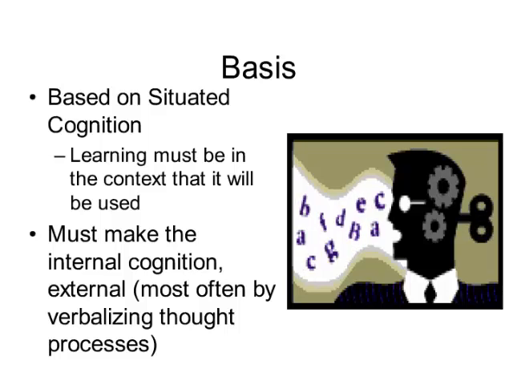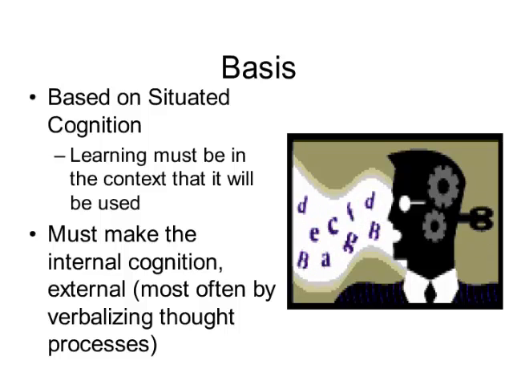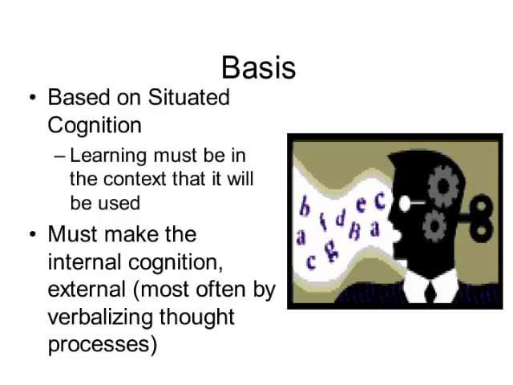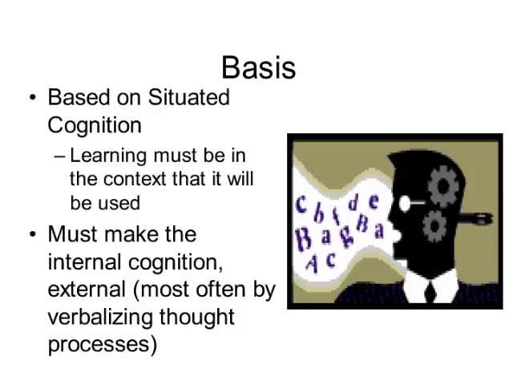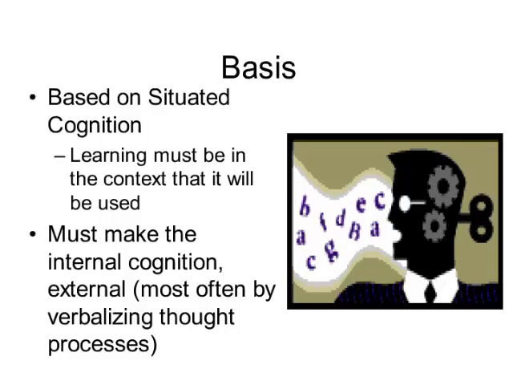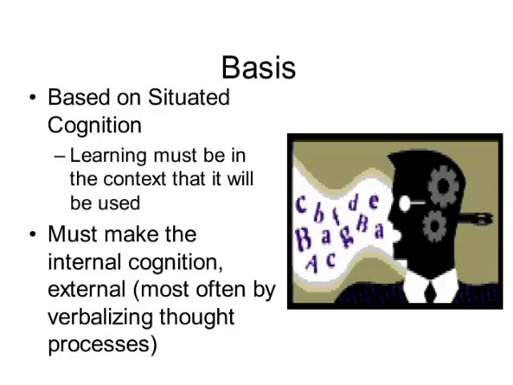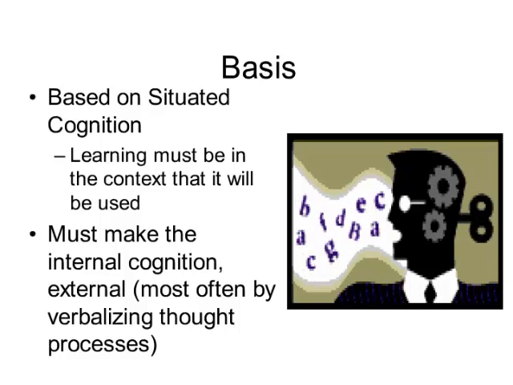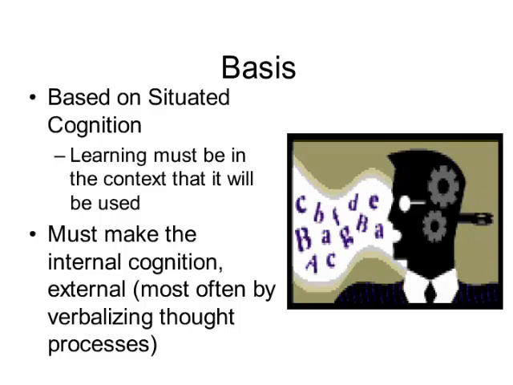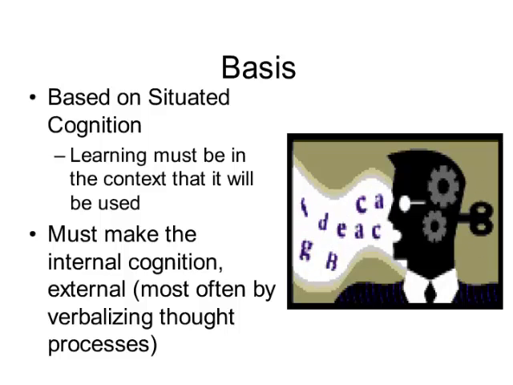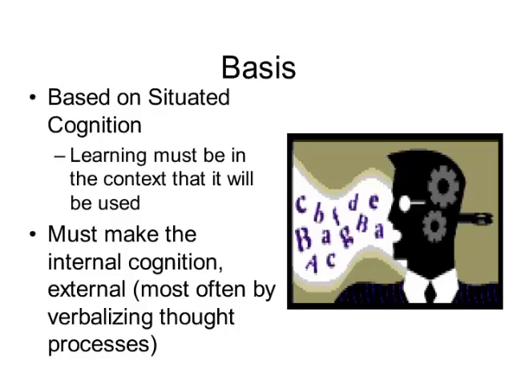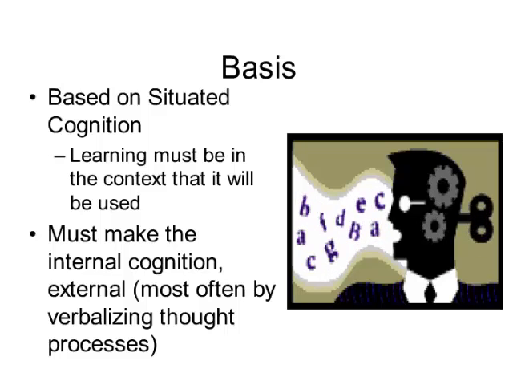The basis of this theory is something called situated cognition. Learning must be in the context that it will be used, is the principal idea of situated cognition. And almost every element of the cognitive apprenticeship model is trying to make the internal thought processes external. That's pretty much the goal in cognitive apprenticeships, is to take what we have inside our brain and get it outside. And in this little image here, it's sort of vocalizing it. You're getting what's going on, the gears that are turning inside, by talking about what's going on.